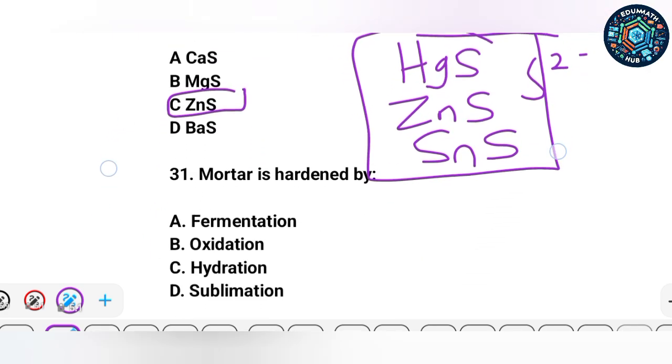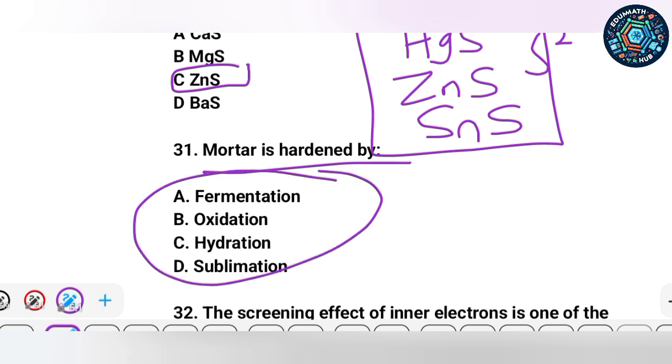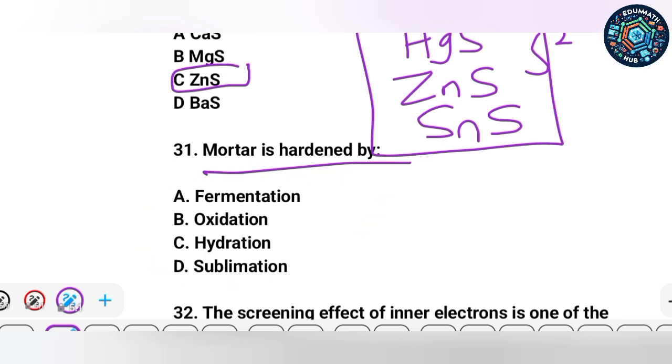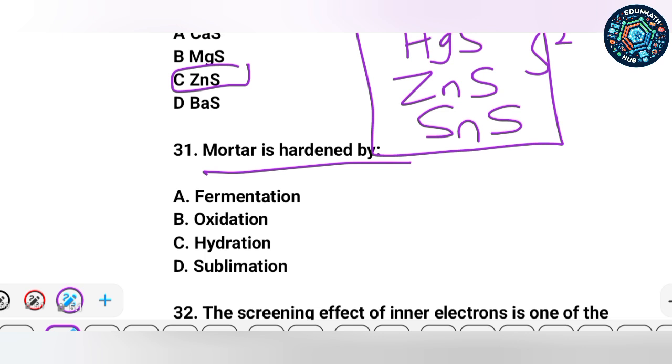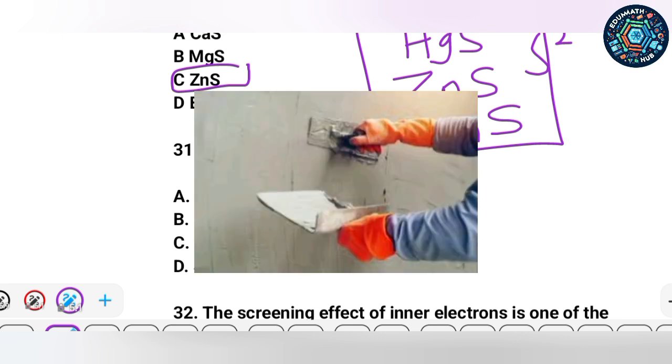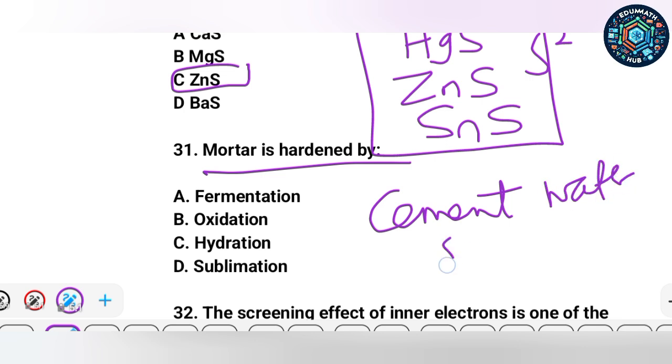Now, next one. Mortar is hardened by dash. So they give us these 4 options. The first thing, you need to first of all understand what mortar is. Mortar is what is actually used in plastering of houses, filling gaps, and for tiling. Also used in road construction. Now, mortar basically contains cement. It contains water, and it contains sand.